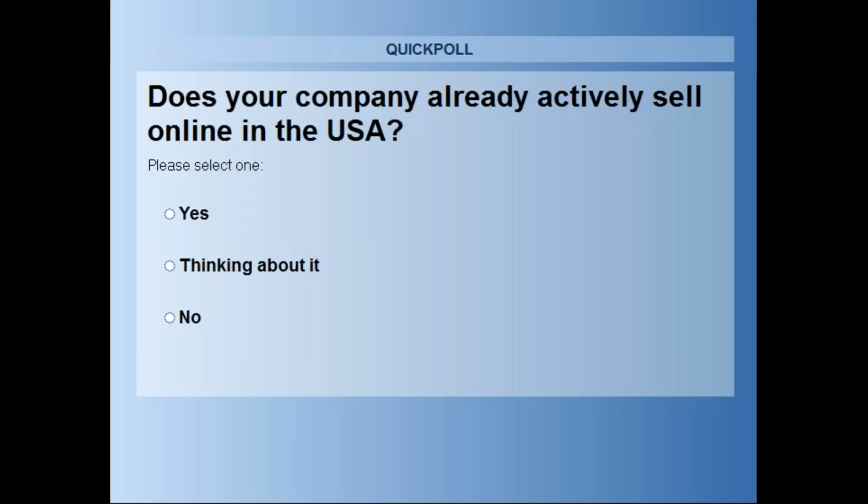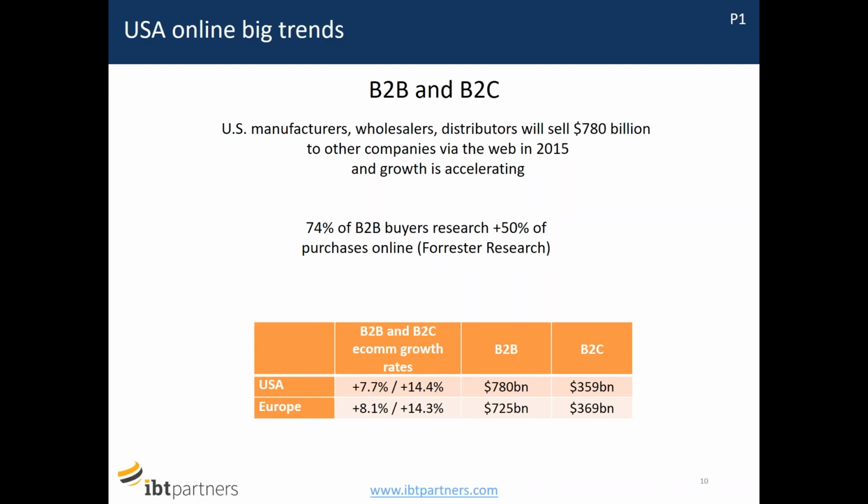Here you go. Does your company actively sell online in the USA? Is it a yes? Are you thinking about it? Or is the answer no? I'm going to give you some feedback here. I'm getting 44% saying yes. That's dropped to 36%. 55% say no, and a good 10% are saying thinking about it. So there we go. I'm going to close this poll now, and I'm going to say thank you very much indeed. We will, of course, share these stats with you on Friday. Susanna, I've closed that poll, and it's back to you.